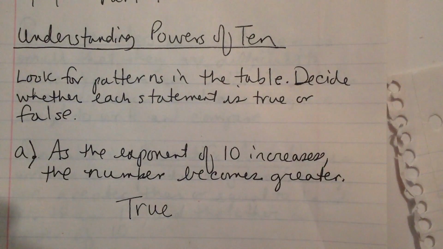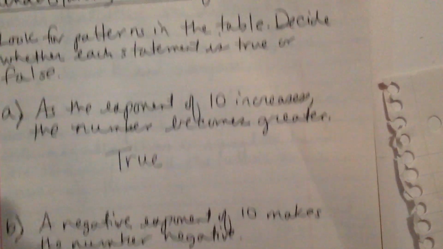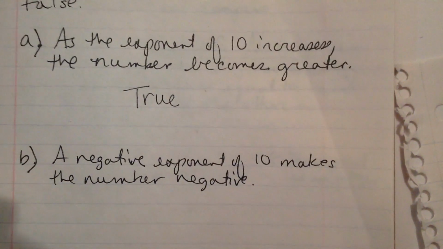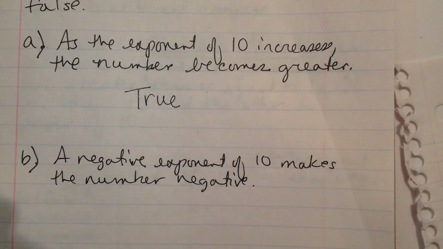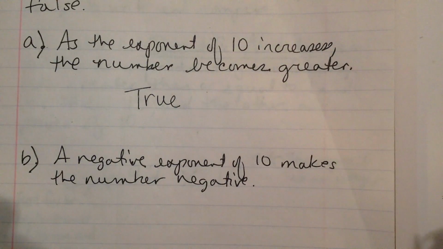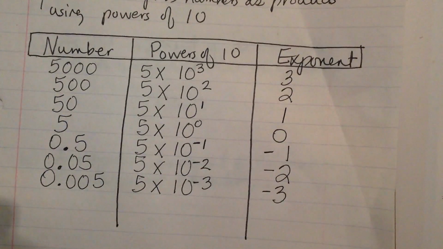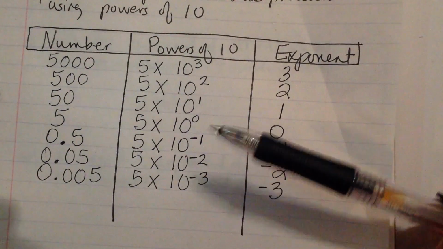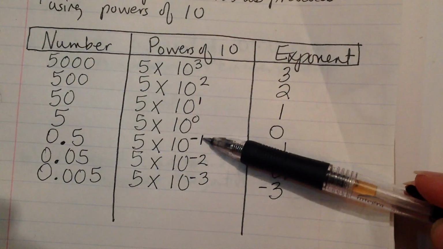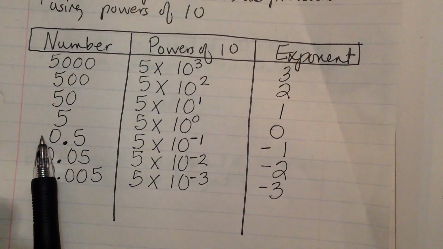B part. A negative exponent of 10 makes the number negative. So again, let's look at our table. When we have a negative exponent, we do not have a negative number.